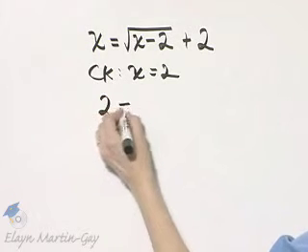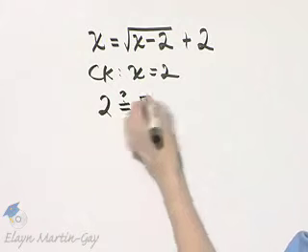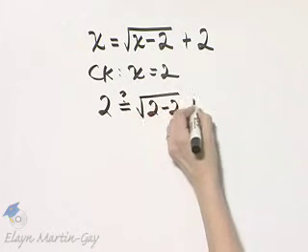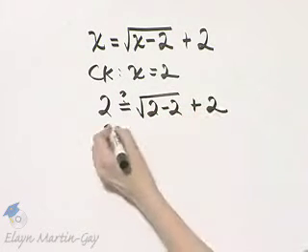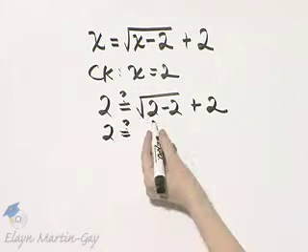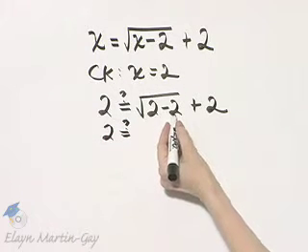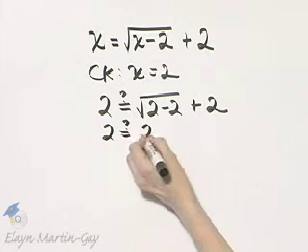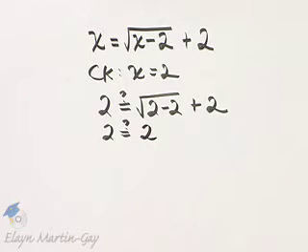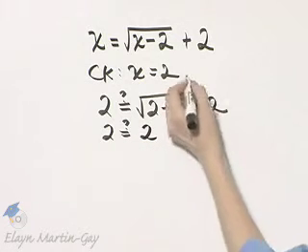So is 2 equal to the square root of 2 minus 2 plus 2? Well, is 2 equal to, that's the square root of 0, which is 0, and 0 plus 2 is 2, so 2 checks, it is a solution.